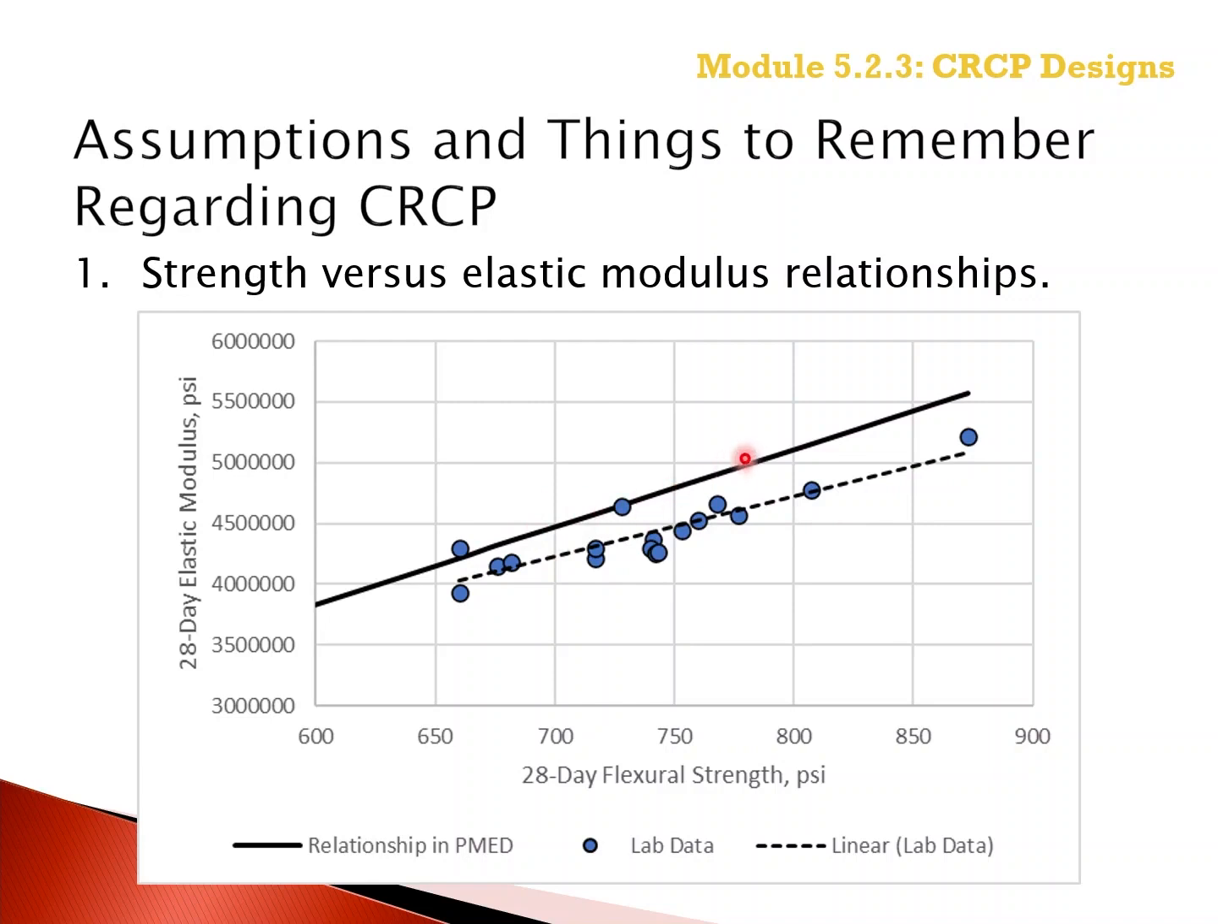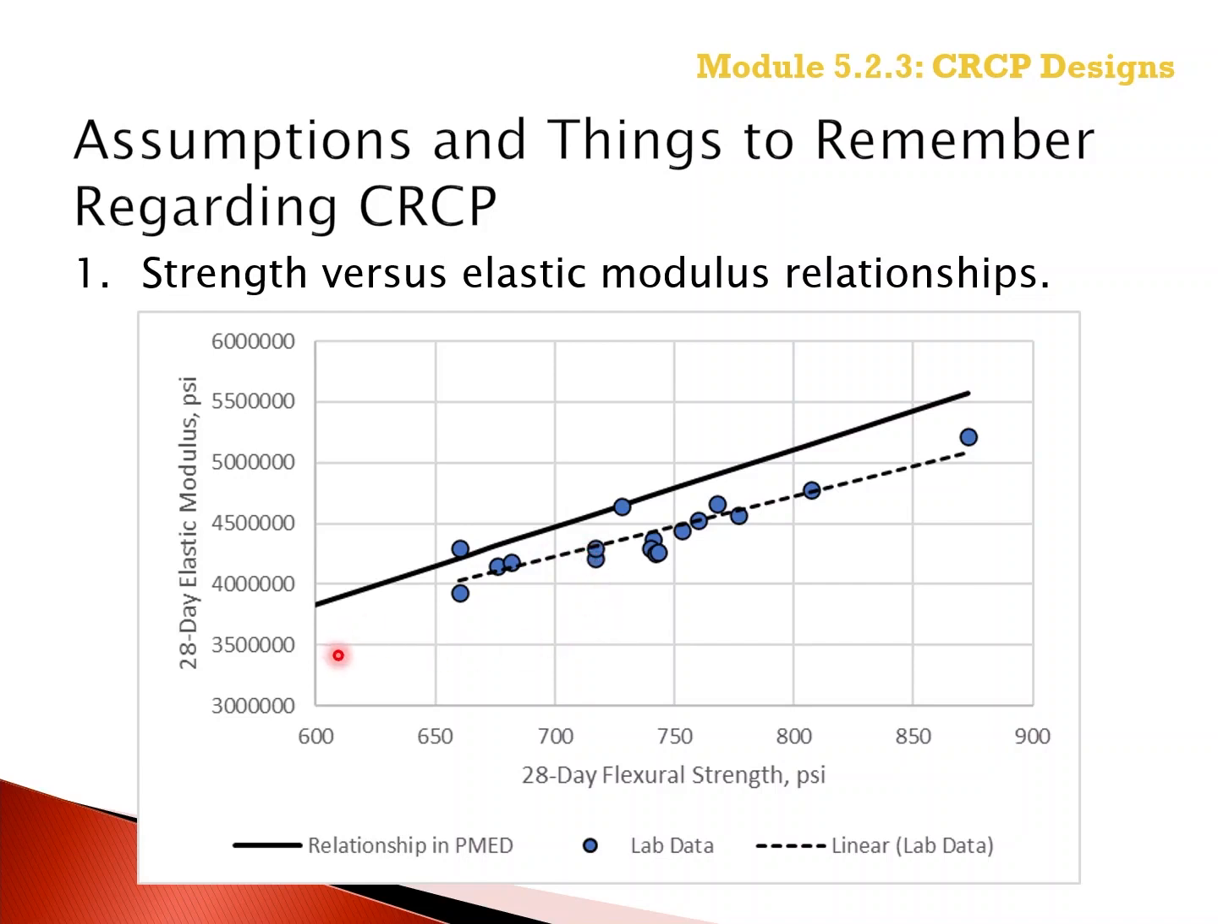So the solid line is the regression equation that's embedded in Pavement ME, and the user can simply enter a 28-day flexural strength and have the program calculate the 28-day elastic modulus. Conversely, the user can enter a 28-day strength and also enter a 28-day elastic modulus. And then the program will use that in calculating the tensile stresses and the number of punch-outs per mile.